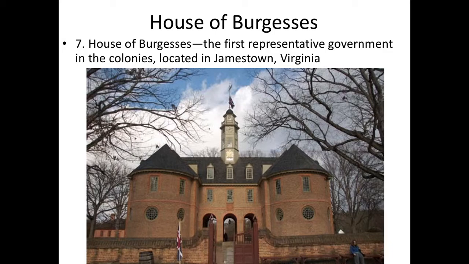And that's going to be important because later on, whenever England tries to tighten its grip on Jamestown, and not just Jamestown but all of the English colonies, they're going to be used to representing themselves and making their own decisions, like in the House of Burgesses. And they're not going to like it whenever England tries to reverse that.